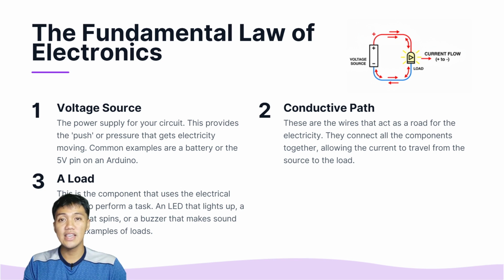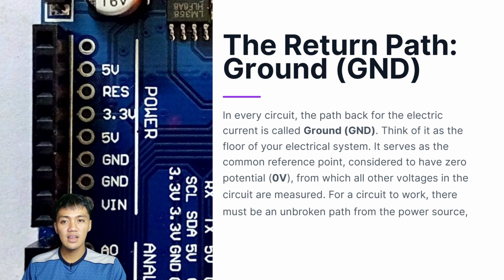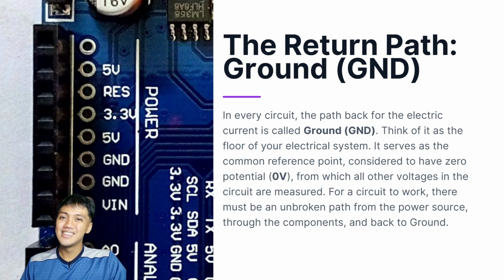And then your load is the LED. Now, all of that must return to a ground. In the Arduino board, we have here your 5 volts. This is your voltage source. You have your wires, you have your breadboard, that is the conducting path. The load is your components, your LED, your resistor, but all of that has to return to a ground.